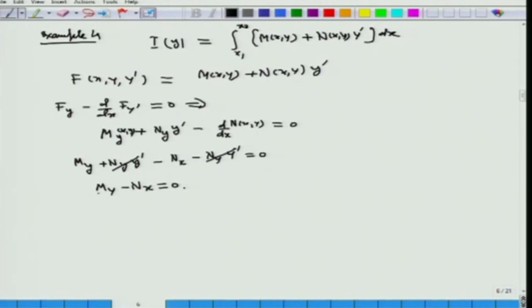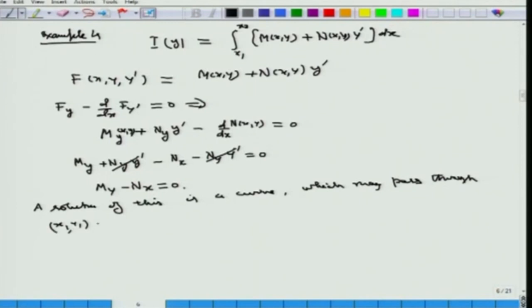Now, here this gives you a curve, and it may not pass through the points x1, y1 and x2, y2. A solution of this, an algebraic equation in x and y, is a curve which may not pass through x1, y1 and x2, y2. If they pass also, then there is only one curve, and so this is not a problem of optimization in this case. So, no solution in general.